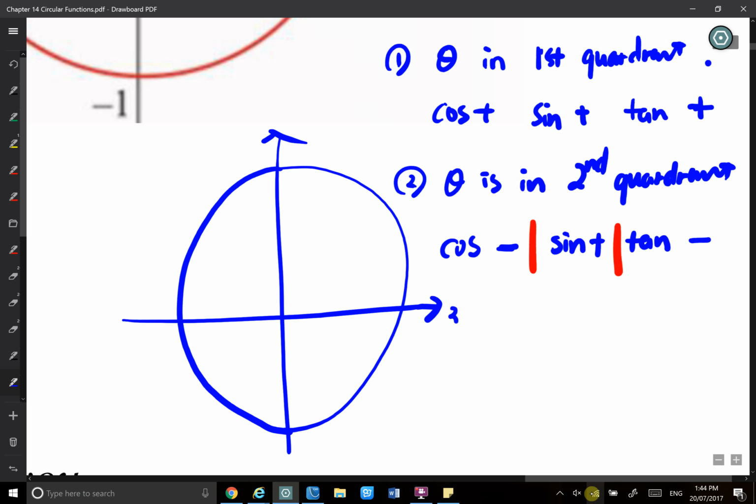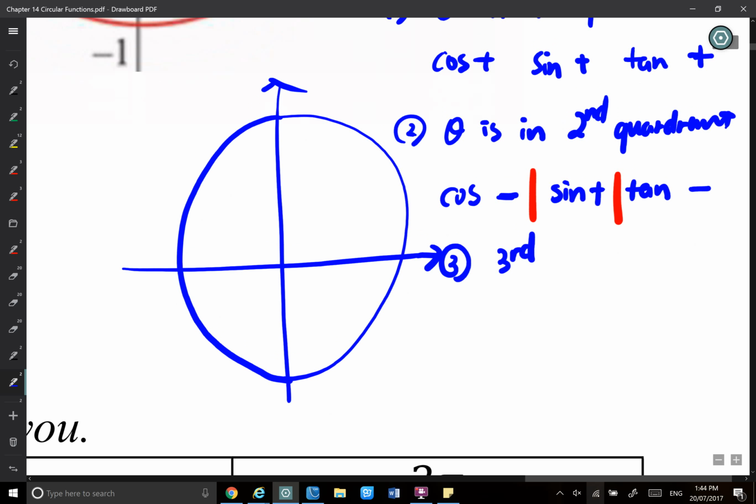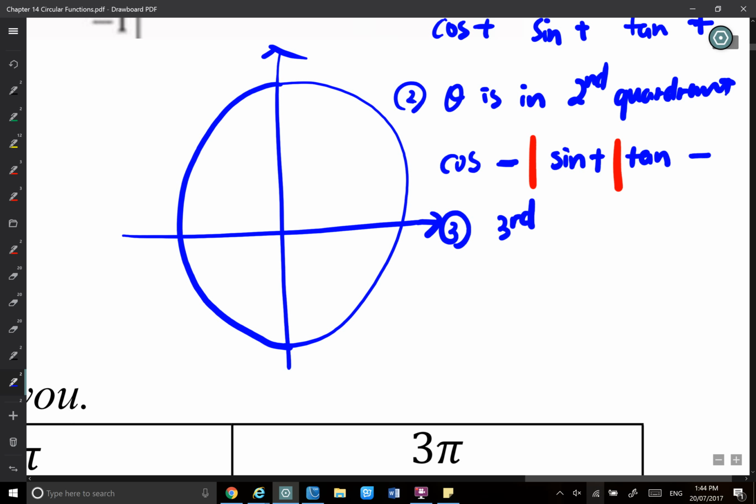Okay, number 3. If it's in the third quadrant, what will happen? The point of intersection, both are negative. So both sine and cos are negative. Okay, cos negative, sine negative. How about tan? Tan is positive. Negative divided by negative is positive.